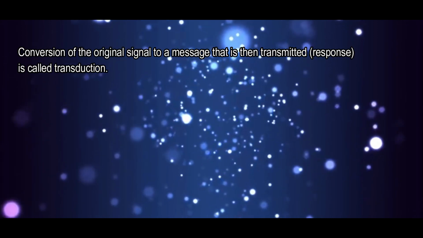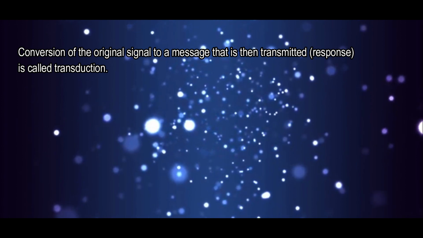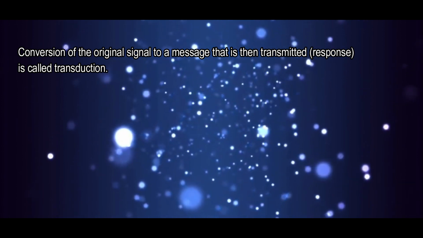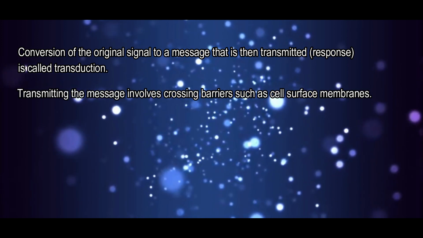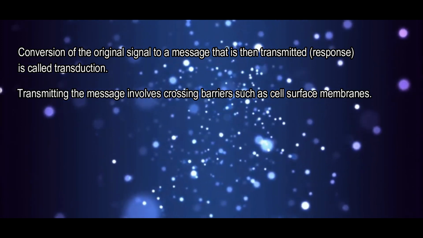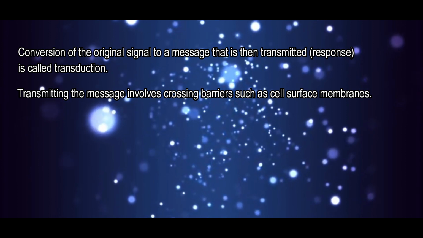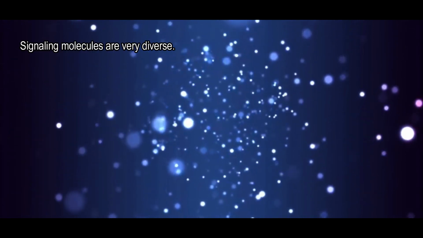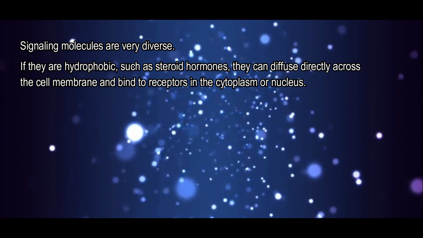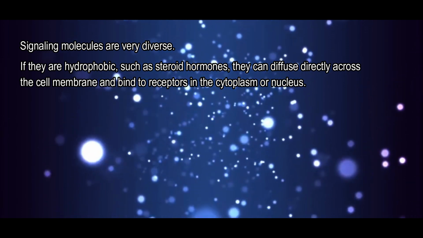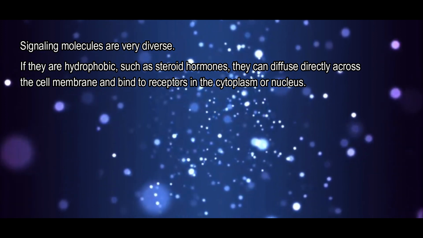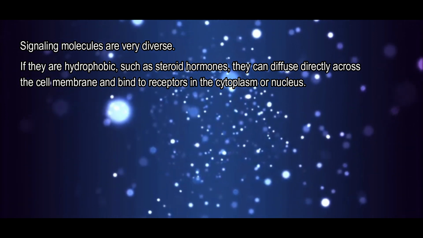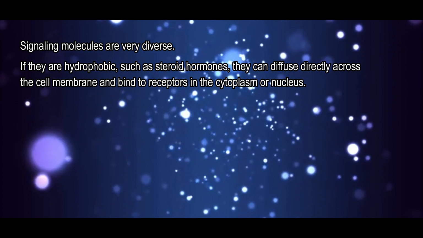Conversion of the original signal to a message that is then transmitted is called transduction. Transmitting the message involves crossing barriers such as the cell surface membranes. Signaling molecules are very diverse. If they are hydrophobic, such as steroid hormones, they can diffuse directly across the cell membrane and bind to the receptors in the cytoplasm or nucleus.